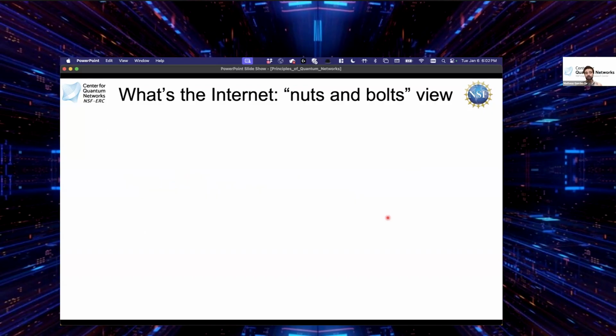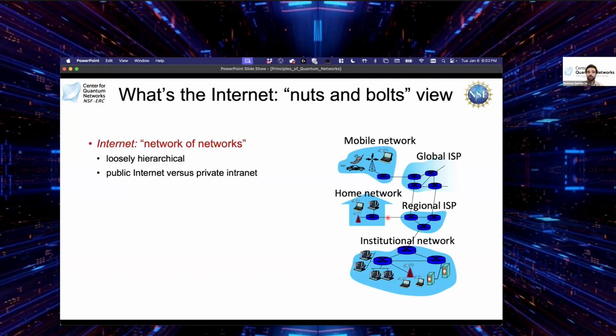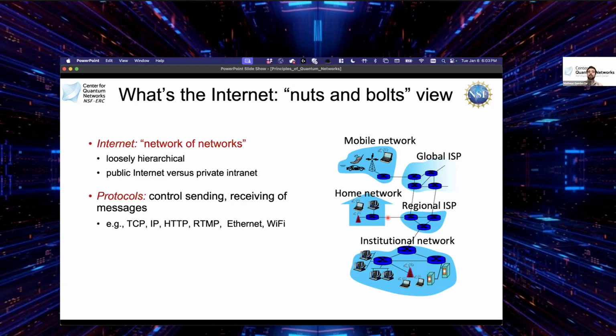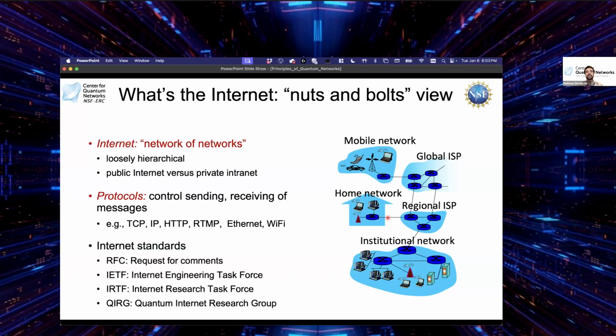What's the internet after all? It turns out that the internet is a network of networks that is loosely hierarchical, and we have a public internet that interconnects multiple private internets as well. The internet is organized in terms of protocols that will control the sending and receiving of messages. For instance, we have famous protocols such as the Transport Control Protocol, TCP, and the Internet Protocol, IP. And the internet is put together through internet standards that are defined in documents called RFCs, requests for comments, which are managed by the Internet Engineering Task Force, IETF.